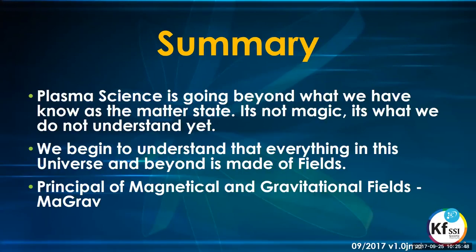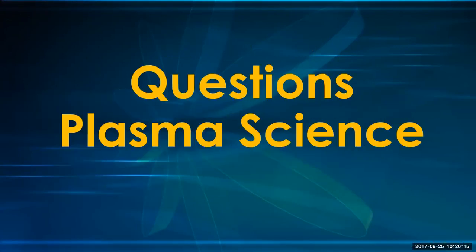And we begin to understand that everything in this universe and beyond is made of magnetic fields. That is an important point to remember, that even the matter you're looking at is all made of fields. And if you understand the principle of where we're getting the magnetical and gravitational fields. So those were the two basic concepts we wanted to get across for this introduction to plasma science: that everything comes down to the fields, and it's how these fields interact with each other that we see around us today.